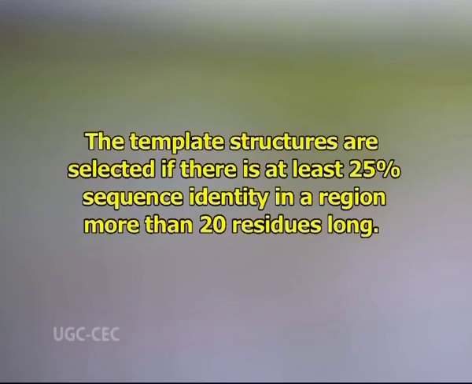The template structures are selected if there is at least 25% sequence identity in a region more than 20 residues long. If the first approach finds one or more appropriate entries in ExPDB, then the atomic models are built and energy minimization is performed. Another automated protein fold recognition method follows.